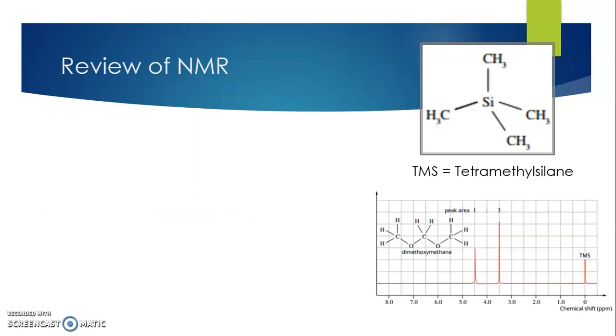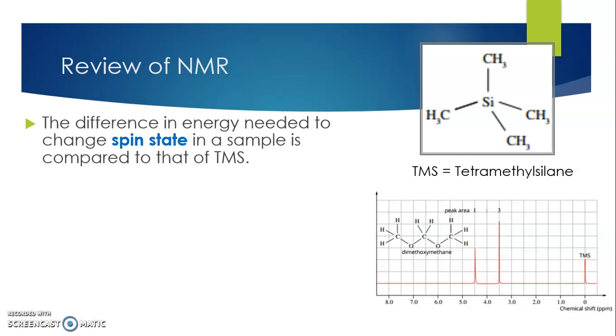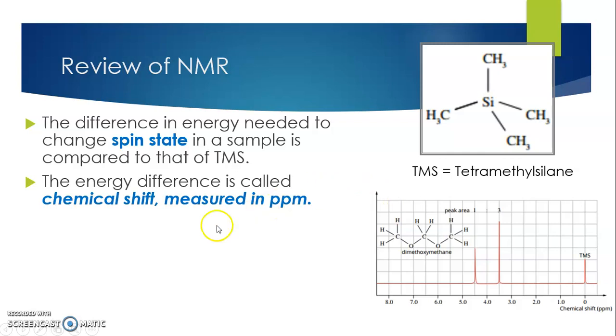So with NMR, so far, how much do we know? The difference in energy needed to change spin state in a sample is compared to a reference, which is tetramethylsilane. So that peak is always the 0 on the scale. Then the energy difference required to change the spin state is manifested on the spectra in terms of chemical shift, and it's measured in ppm.